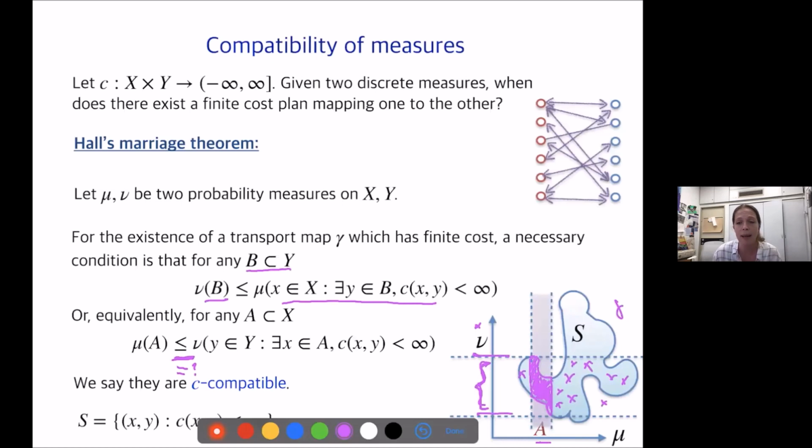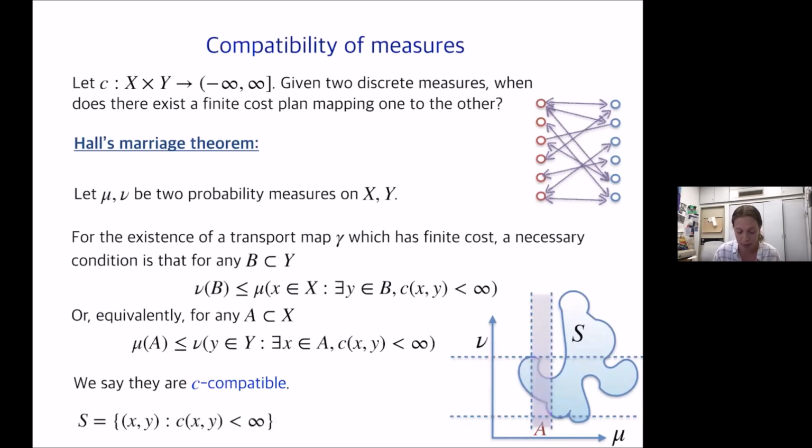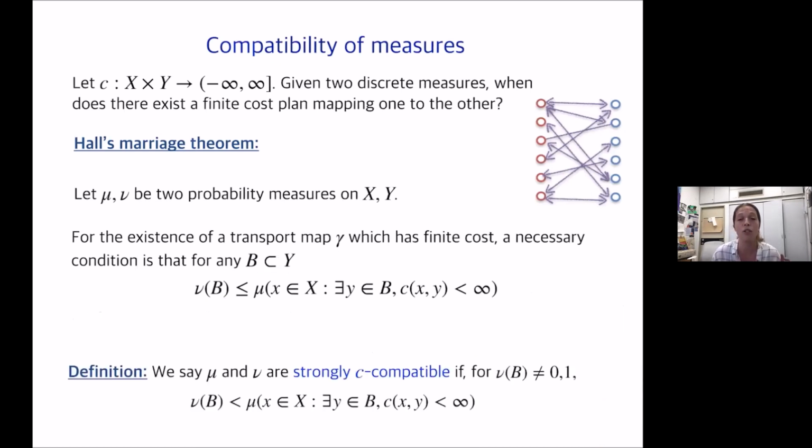And usually this doesn't happen. If this happens, it actually says that your transport problem, I'm not going to talk about this, can be decomposed into two different transport problems. So you know that all of A is mapped to this set and everything outside of A is mapped outside of this set, then you have a decomposition. So when this doesn't happen, then we say that the two measures are strongly compatible. So you have a strict inequality between the measure of the set to which the points can be mapped and the measure of the original set, so long as the measures are non-trivial. So this is this condition of strong C compatibility.